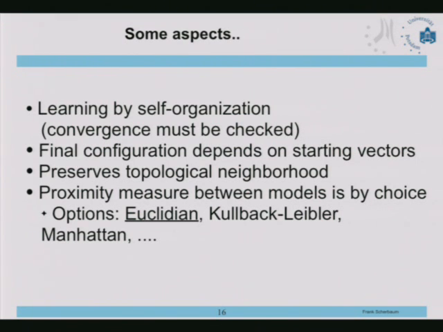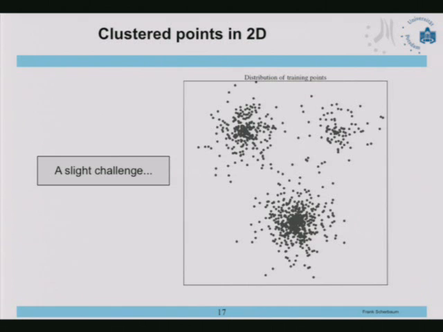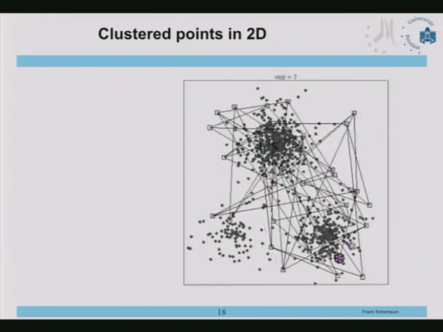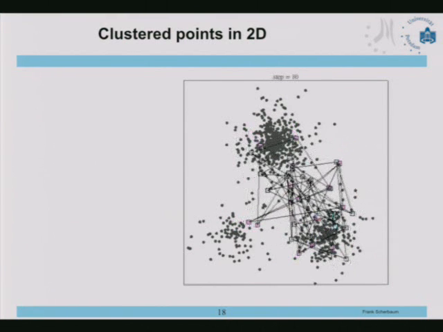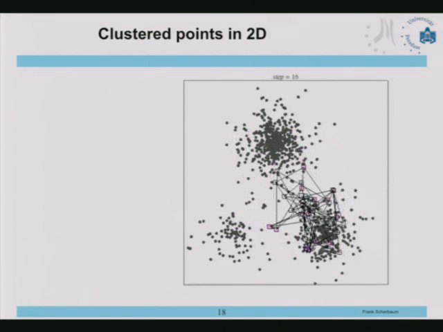Here is a slightly more challenging example where we have clusters. So the network, which is now going to learn, is learning the cluster structure. Remember I said the goal of this network is rearranging the prototype vectors in a way so that it learns the distribution of the data vector. And it takes some time here.